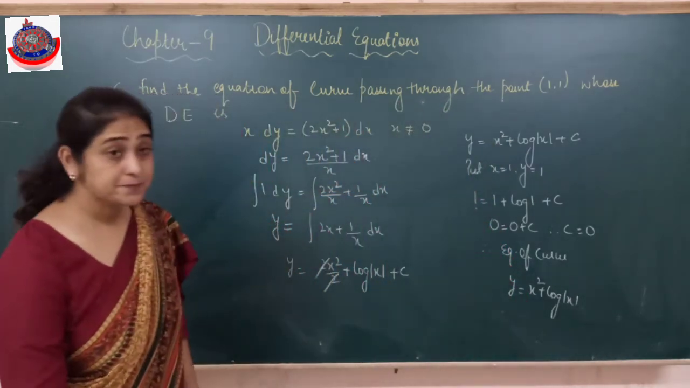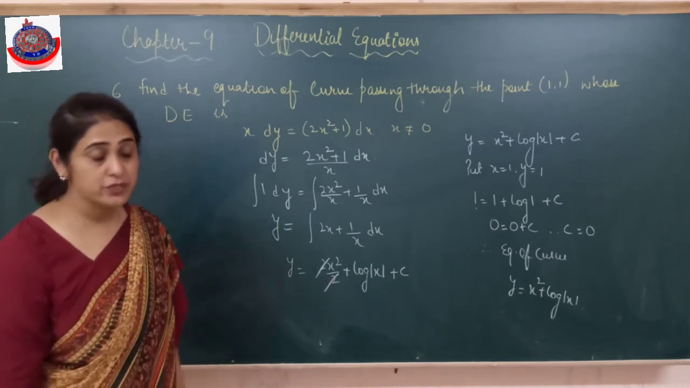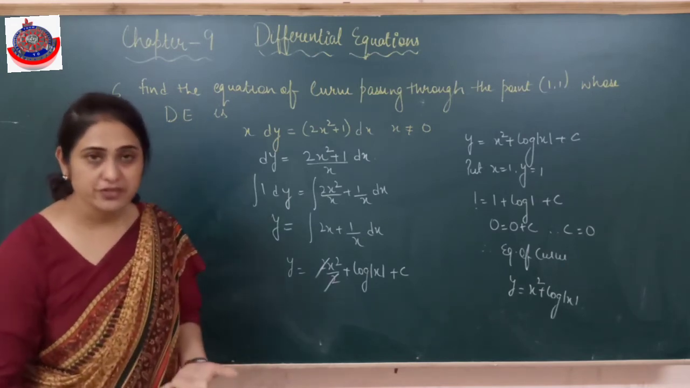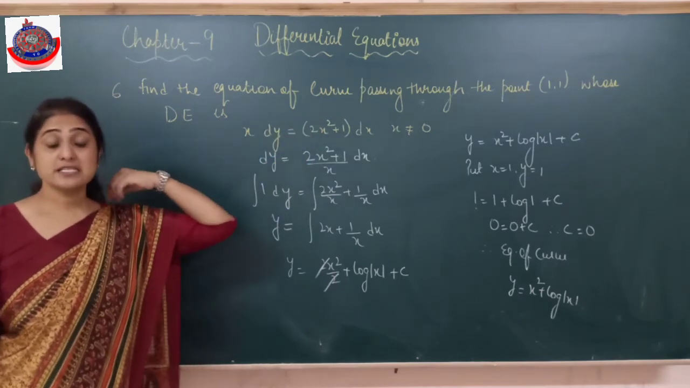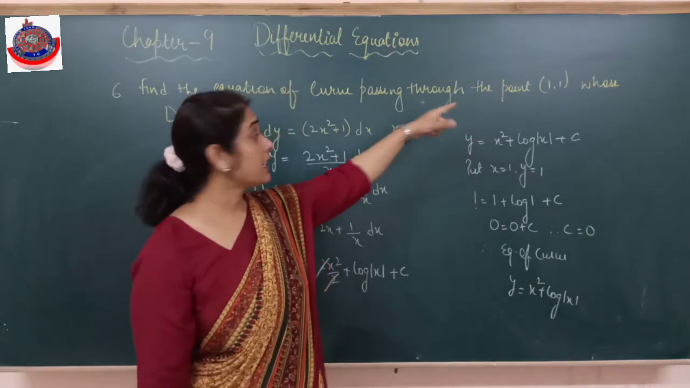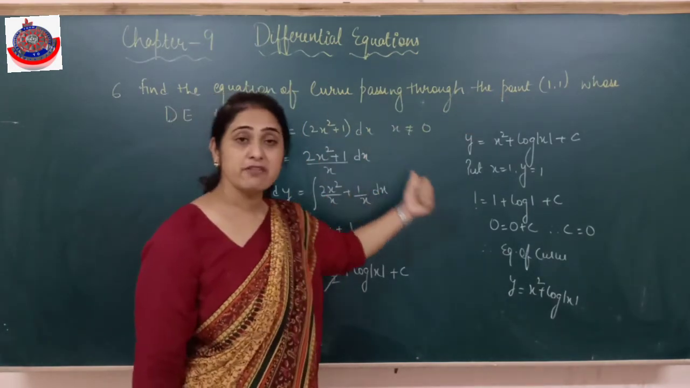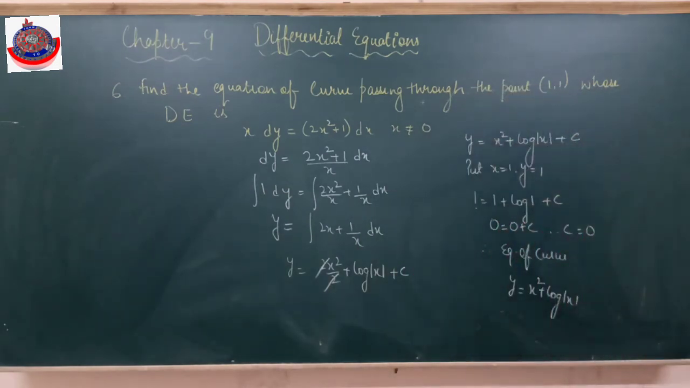Is it clear? So instead of just saying find the particular solution of the differential equation or the general solution of the differential equation, they can ask the question in this form also. So what are they asking? Find the equation of a curve which is passing through (1, 1) and whose differential equation is given by this. Understood? So the question can be asked in any form. You just have to see what they are asking and what we have to do in that question.